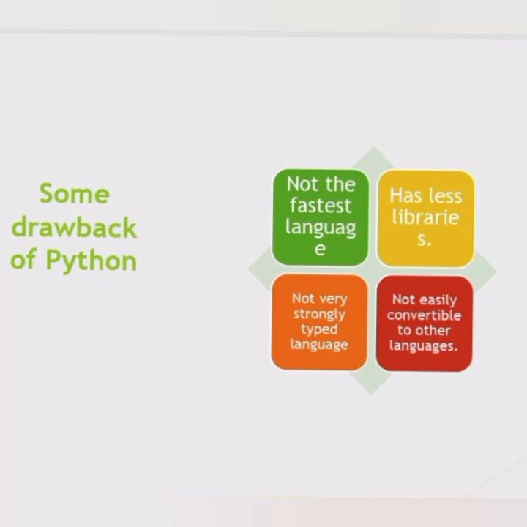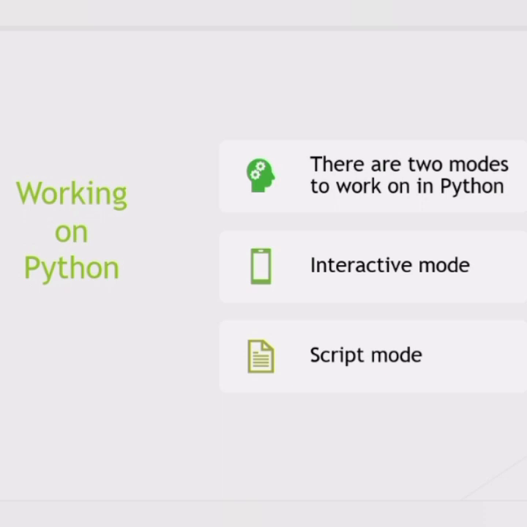But there are some drawbacks. Every programming language will be having some strengths and some weaknesses. One of the weaknesses, it is not the fastest language. It has less libraries as compared to other programming languages. It's not very strongly typed language. That means you cannot specify a specific data type. You can keep on changing the data types of a particular variable. And plus, this language cannot be converted into any other language. Why? We'll come to know later.